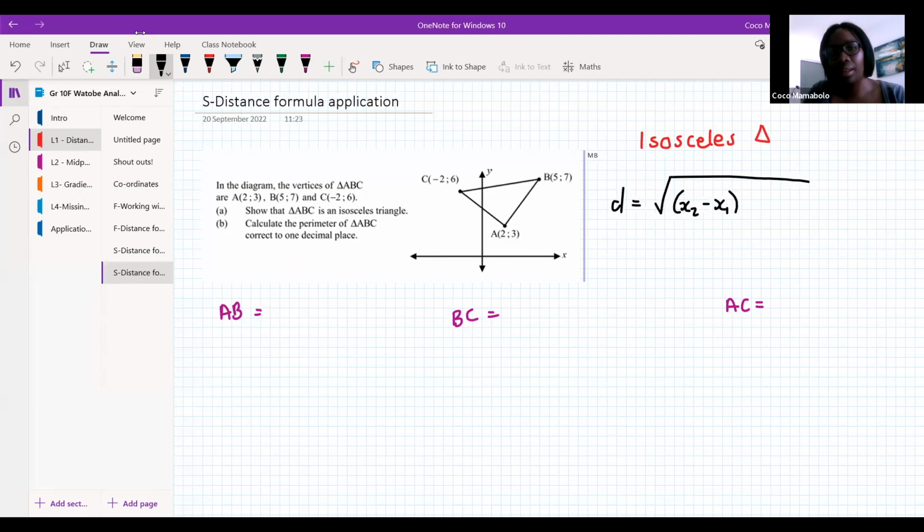x2 minus x1 squared plus, sorry, y2 minus y1 squared.